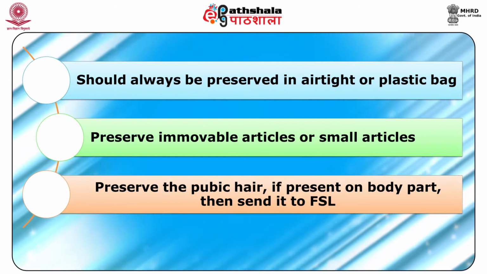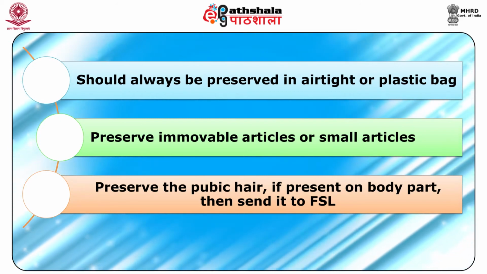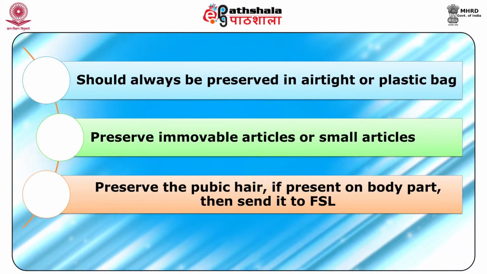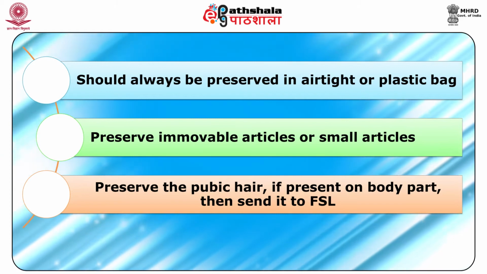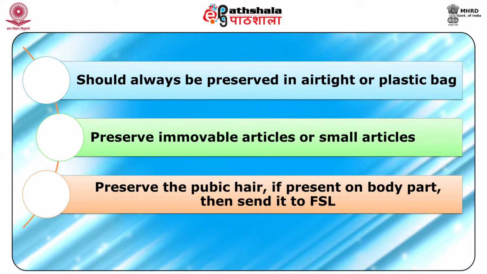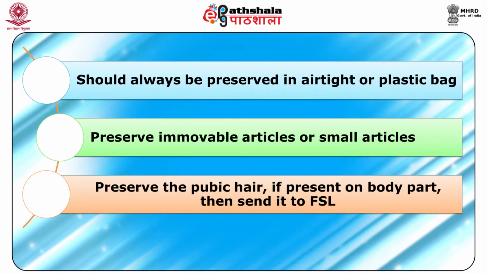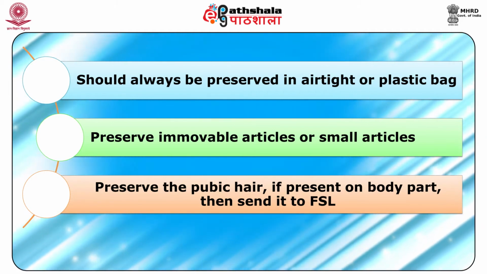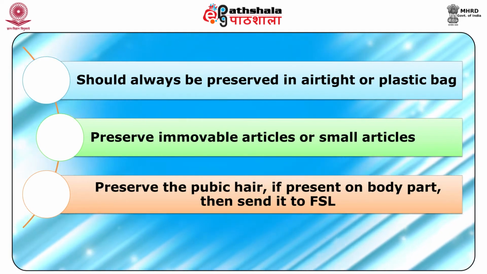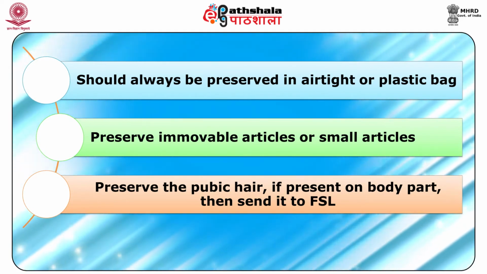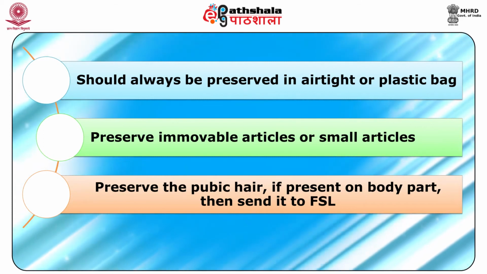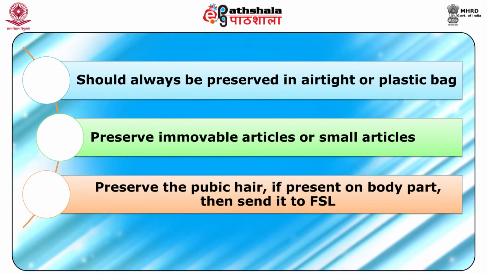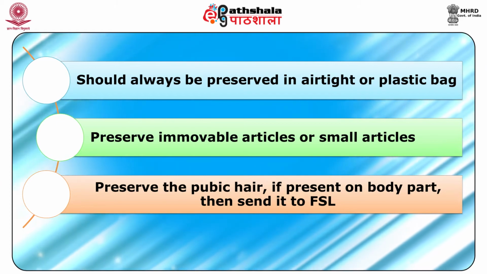If a stain is present on a small article, then the whole article or the cloth should be sent to the forensic science laboratory. If the stain is present on an immovable article, then a sharp knife or scalpel is used to scratch the stain and it is packed in a clean glass bottle. A seminal stain may be present on the pubic hair, so it is also preserved in a bag or clean plastic tube.